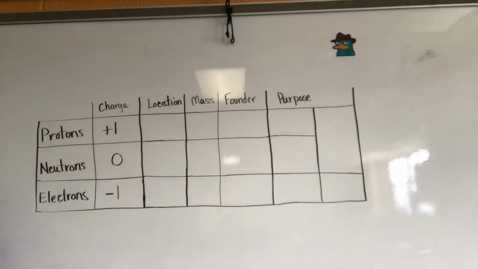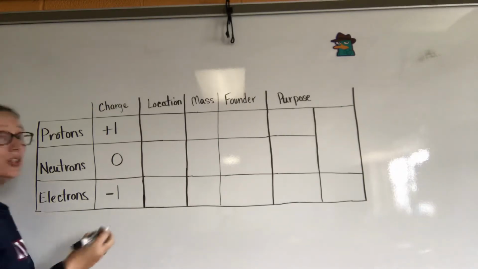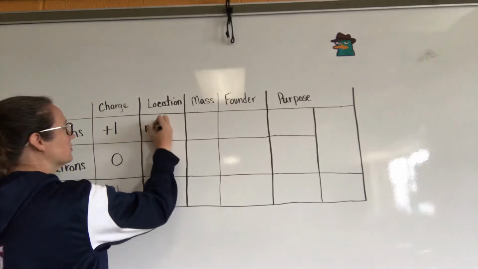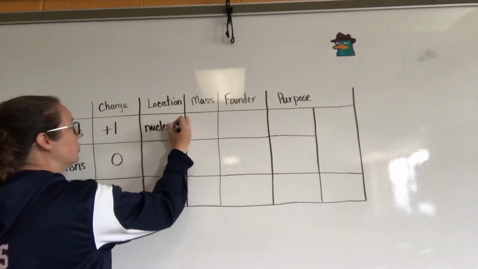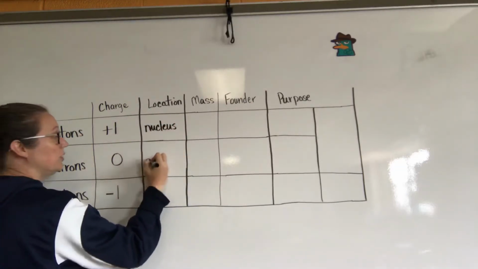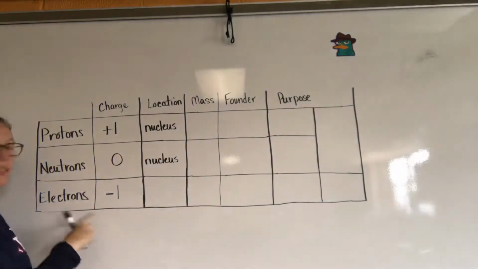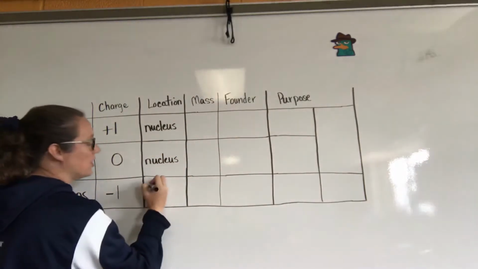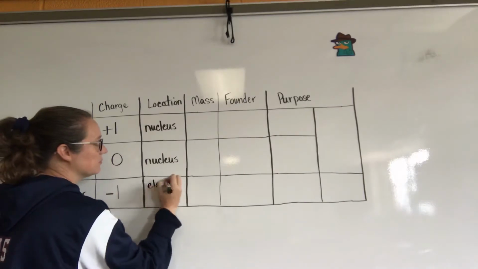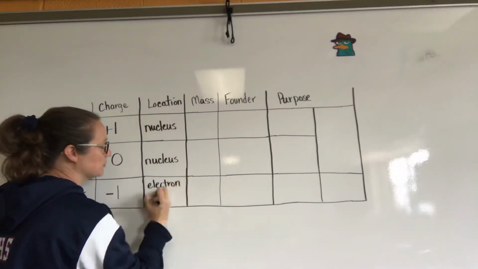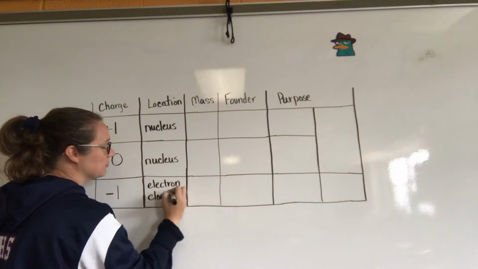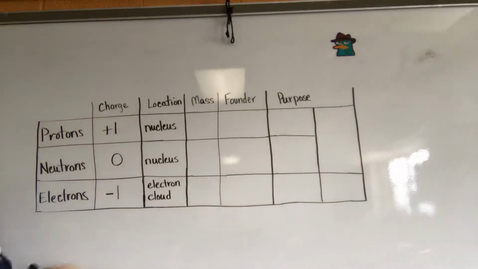The location that we find these are different. Protons are in the nucleus. Neutrons are also in the nucleus. And electrons are in what we call the electron cloud. That cloud is around the nucleus.